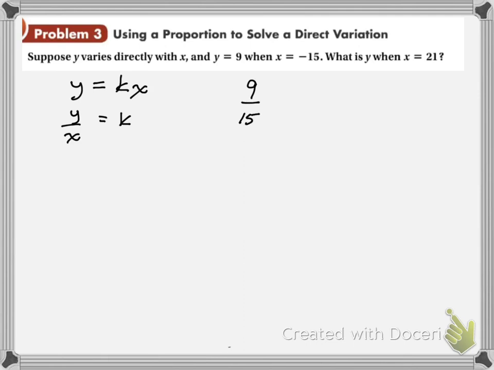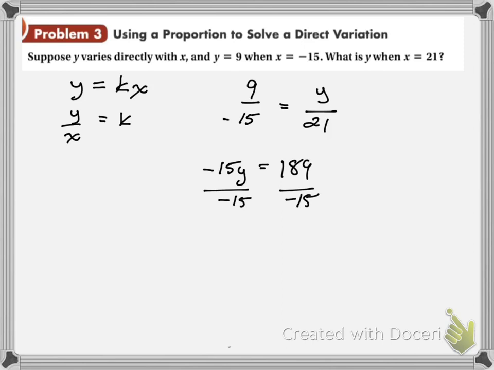So 9 over negative 15 has to equal y, which we don't know, over 21. And like anything before, cross multiply. You get negative 15y equals 9 times 21, which equals 189. Divide by negative 15, which equals negative 12.6. Okay, so when x is 21, y is negative 12.6.